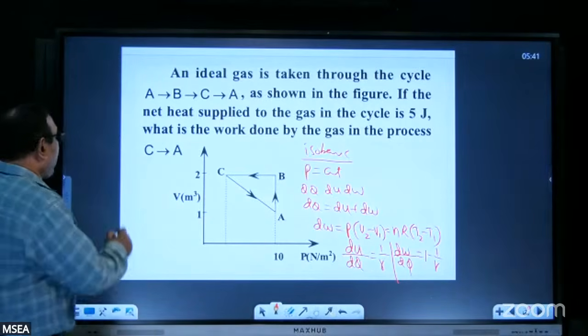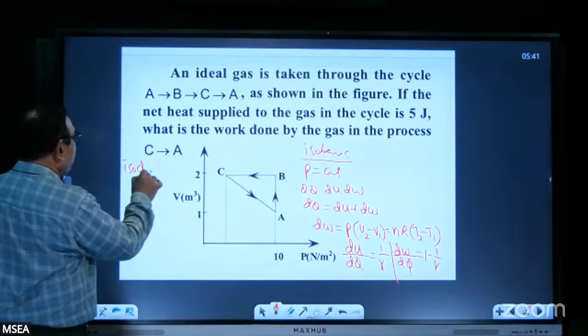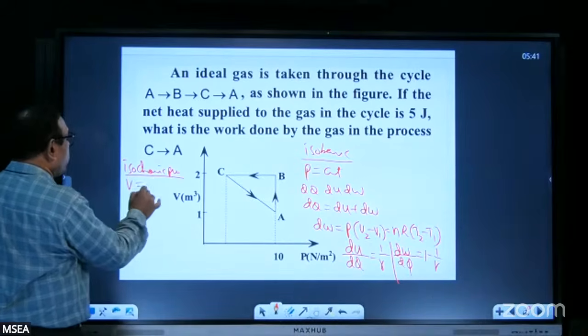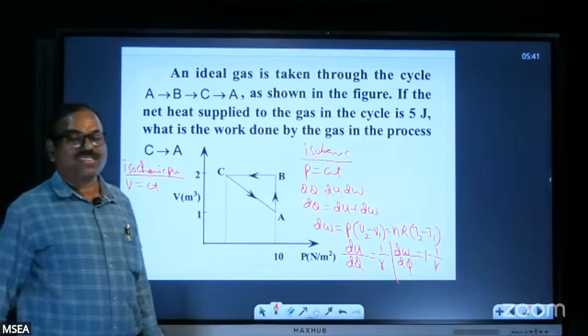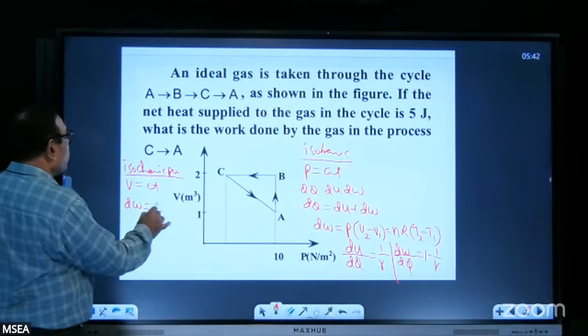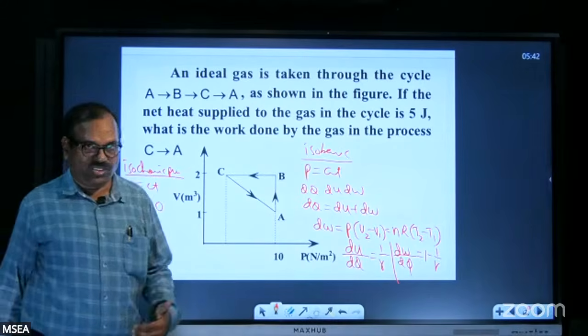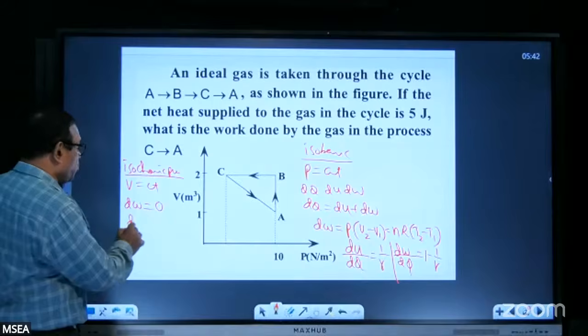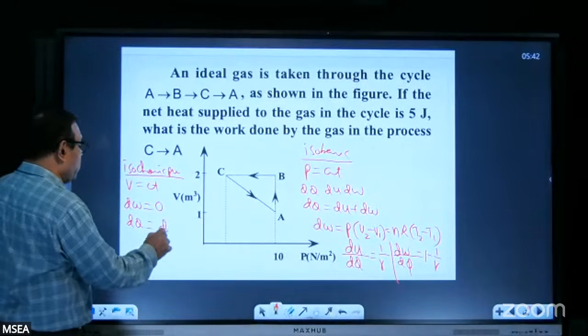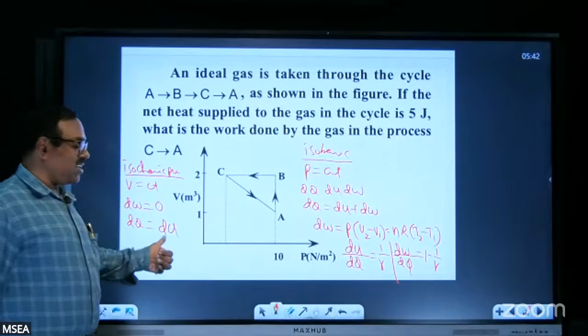Now we come to isochoric process. In isochoric process, which one is constant? Volume is constant, and as volume is constant, work done is zero. dw is zero. Once dw is zero, you know that dq is equal to du plus dw. As dw is zero, dq is equal to du.